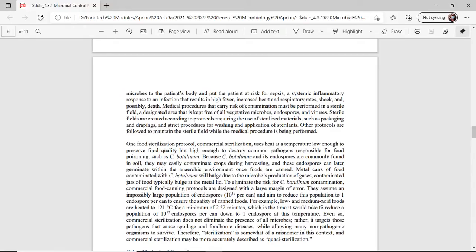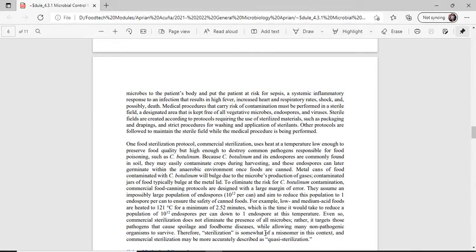For example, low and medium acid foods are heated around 121 degrees Celsius for a minimum of 2.52 minutes, which is the time it would take to reduce the population of 10 raised to 12 endospores per can down to one endospore at that temperature. Even so, commercial sterilization does not eliminate the presence of all microbes. Rather, it targets those pathogens that could cause spoilage and foodborne diseases, while allowing many non-pathologic organisms to survive.